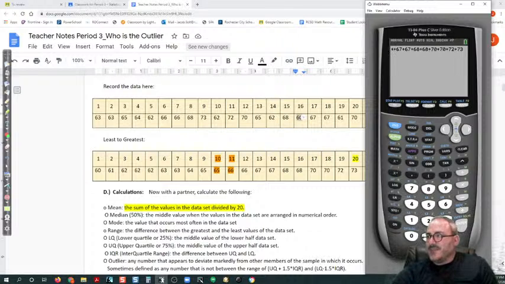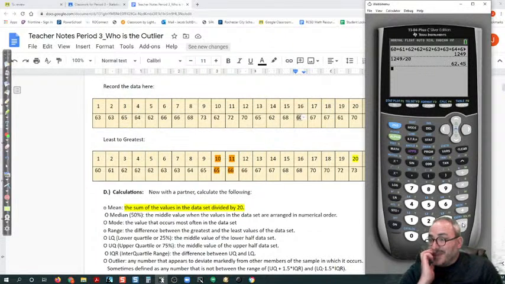All right. I think I've added all these up. I think everything's good. I'm going to press enter. I'm going to get the sum. I'm going to get the total. Sum means add. And my total is 1,249. And I had 20 values here, right? So 1,249 divided by 20, because I have 20 values, should give me the mean.